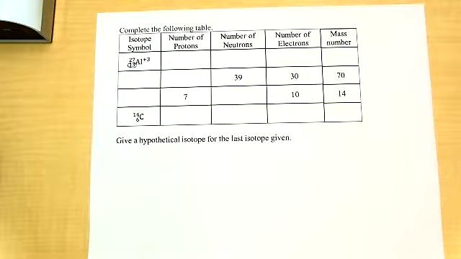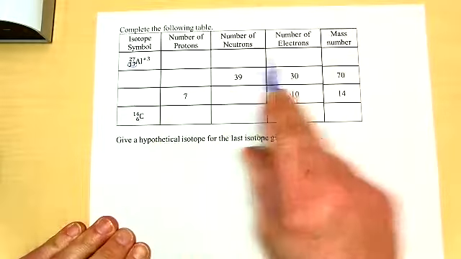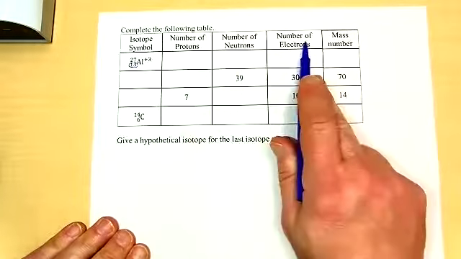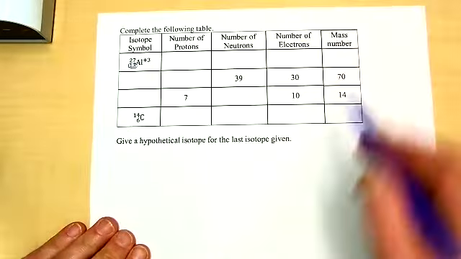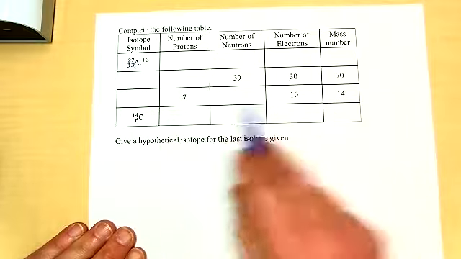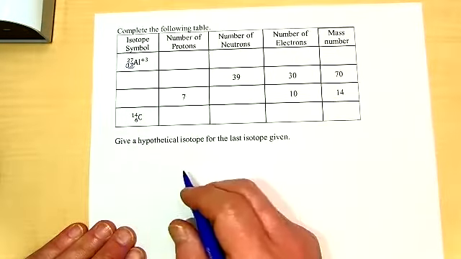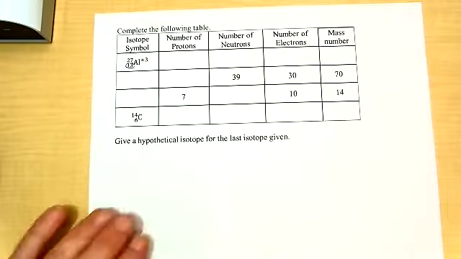Here we're looking at the isotopic notation of elements. From these symbols we can find out how many protons, neutrons, and electrons there are, and we can figure out the mass number. And from that information, we can then figure out what the isotopic notation is. First, let's go over what isotopic notation is.